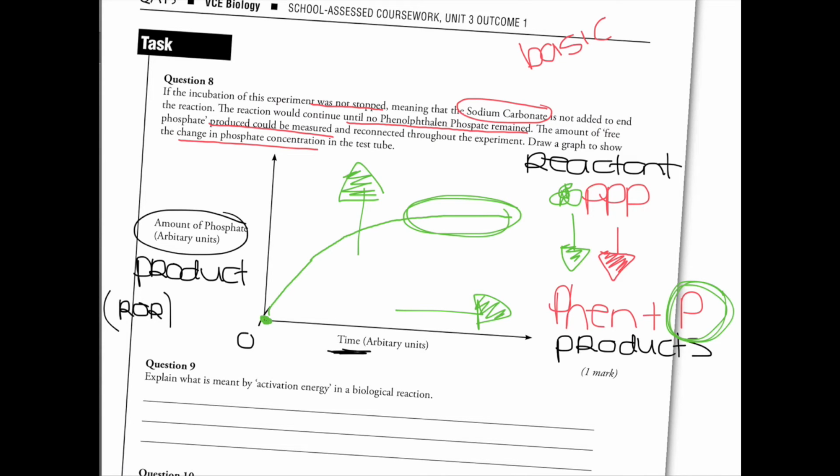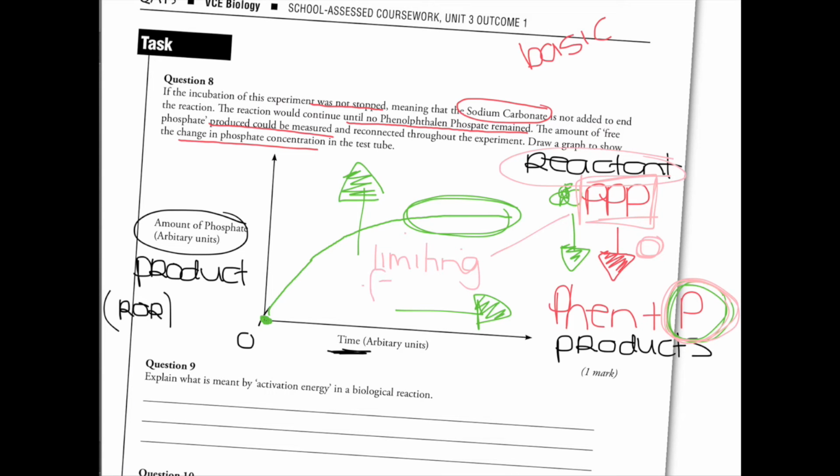The reason being is that we have used up all of our PPP, all of our reactant. So if we don't have any more reactant, the enzyme has nothing else to work on, so therefore we cannot make any more phosphate.